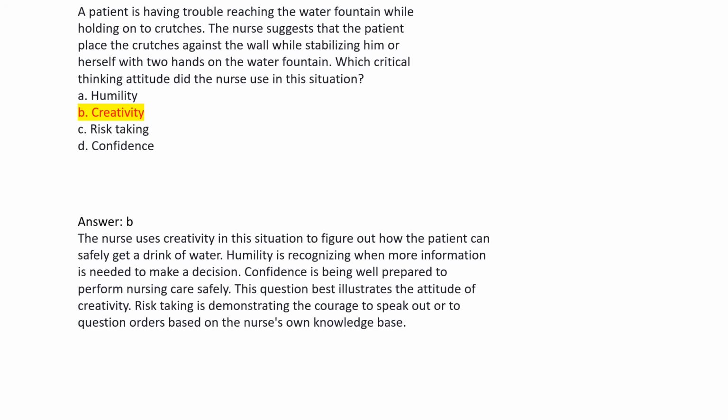Answer: B. Creativity. The nurse uses creativity in this situation to figure out how the patient can safely get a drink of water. Humility is recognizing when more information is needed to make a decision. Confidence is being well prepared to perform nursing care safely. This question best illustrates the attitude of creativity. Risk-taking is demonstrating the courage to speak out or to question orders based on the nurse's own knowledge base.